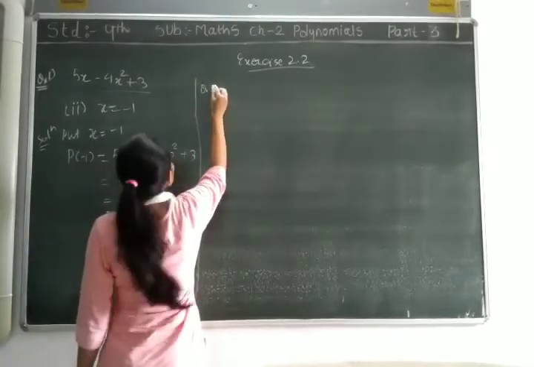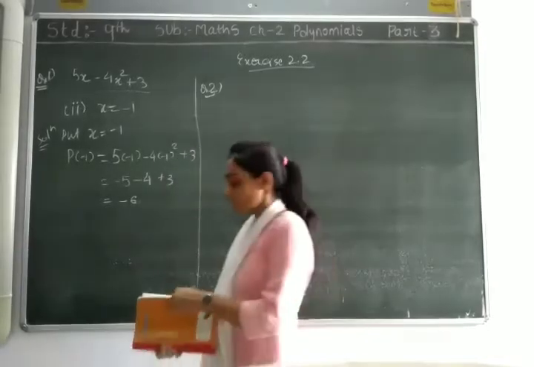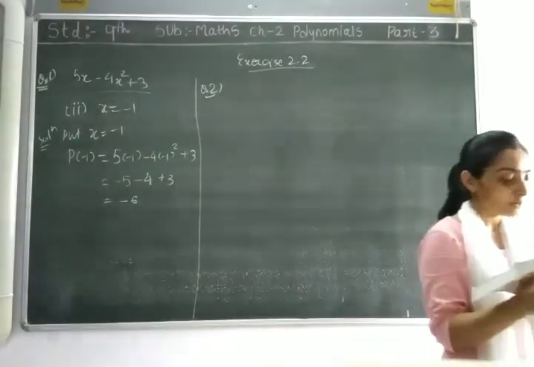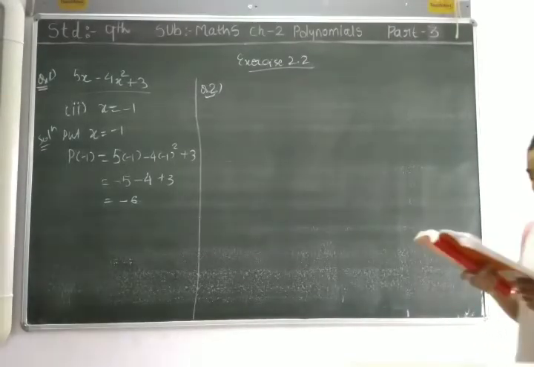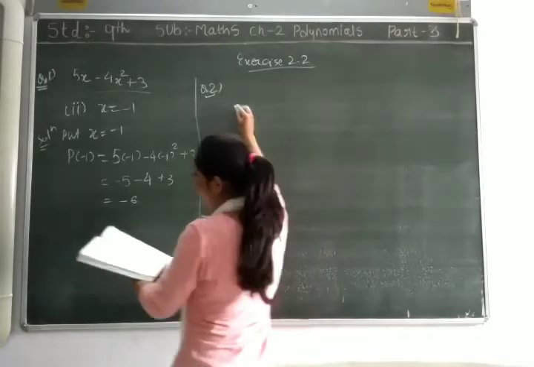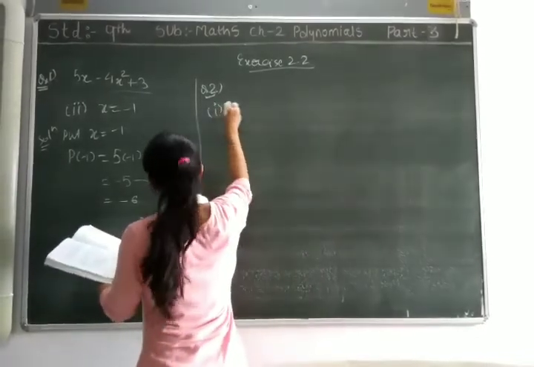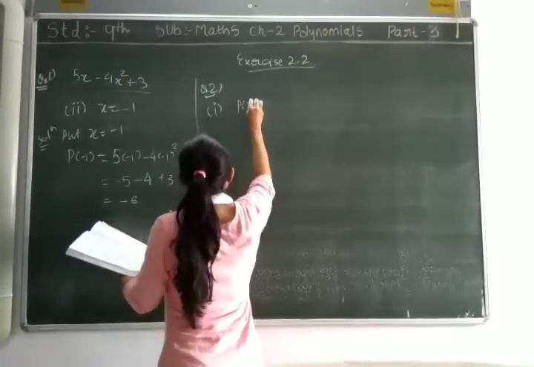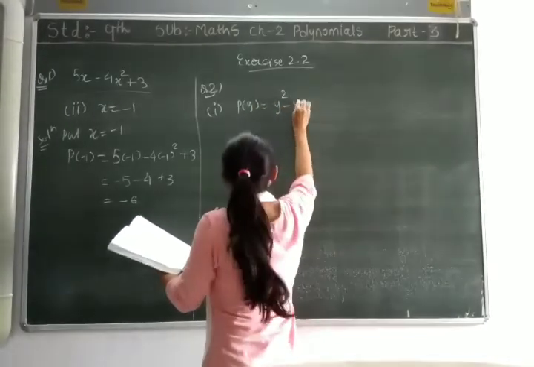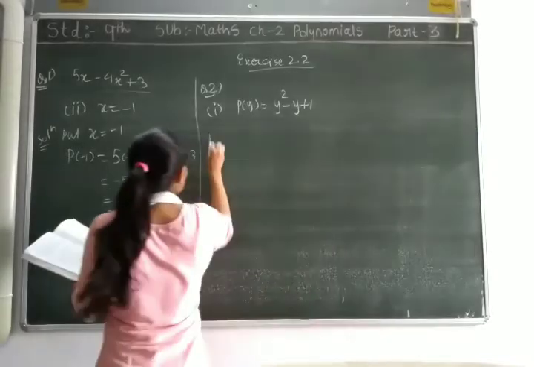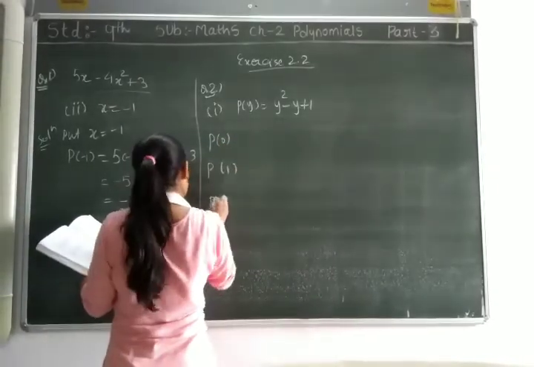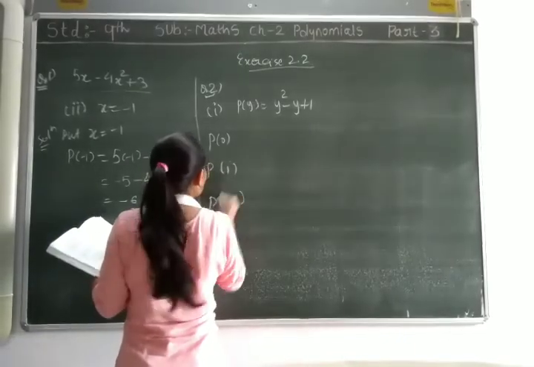Now question number 2 says find p of 0, p of 1, p of 2 for each of the following polynomials. Now my first polynomial is given. p of y equals y square minus y plus 1. I have to find p of 0, p of 1 and p of 2.